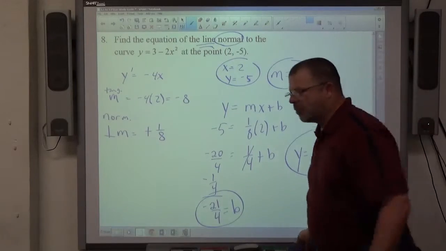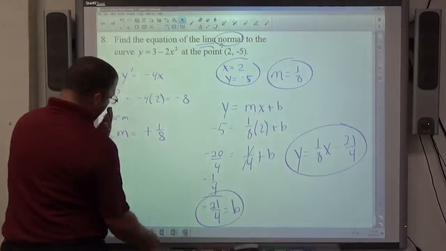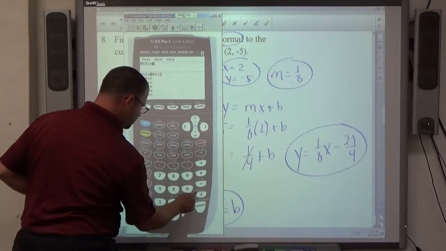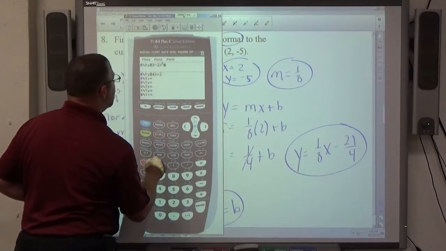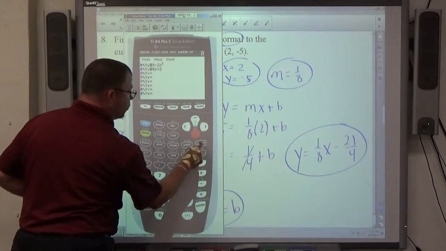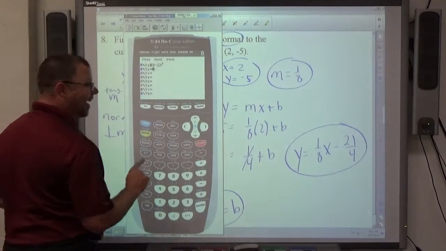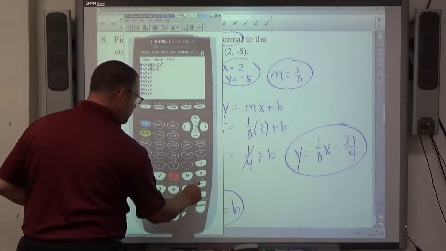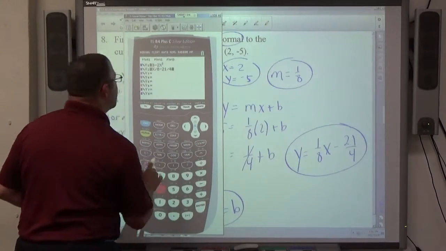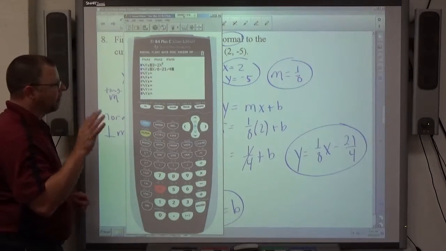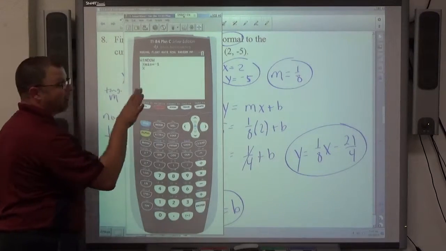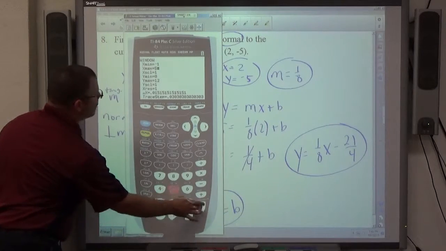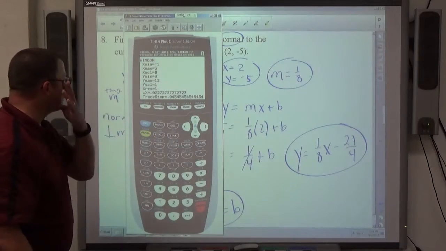This is also checkable with your calculator. Y equals 3 minus 2x squared. And my equation of my normal line is 1/8 x minus 21/4. That's x divided by 8 minus 21 over 4. Okay, on this one though, I want to be a little bit more careful as how I do it. I'm going to go to window, I'm going to set my x so that x is on there. So negative 1, let's go up to 5. Okay, so 2 is between negative 1 and 5.